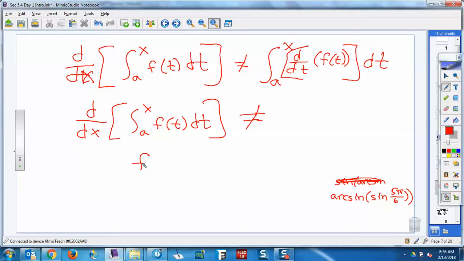So this is little f of x on this side, because that's what Fundamental Theorem part 1 tells us. Now, think of it this way. Do the antiderivative of this. It's going to be big F plus some c, right? Then what happens when you do the derivative? What's the derivative of big F? Little f. What's the derivative of the c? It goes away. Okay? The c goes away.